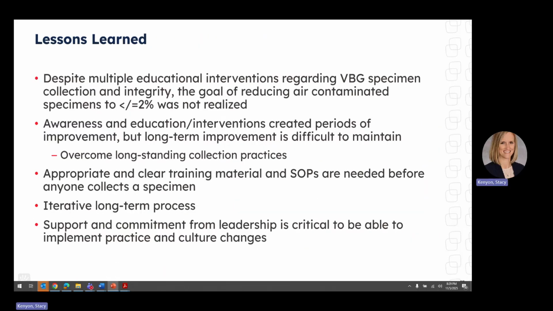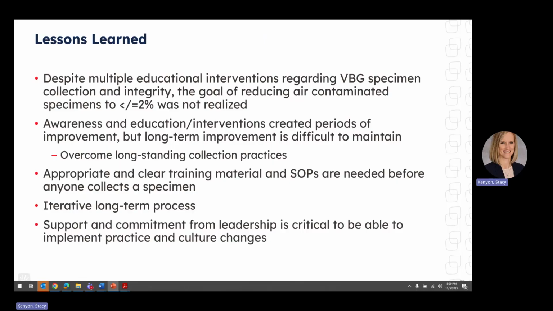So although we didn't achieve our goal, I think we learned a lot of lessons that we can take forward with us. So some of the lessons that we learned are, one, it's really difficult to overcome long-standing collection practices. Although this was a new facility when this project started, many of those responsible for specimen collection also work at other hospital locations within our system.